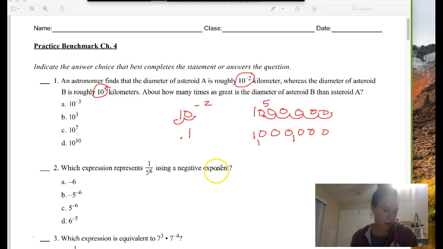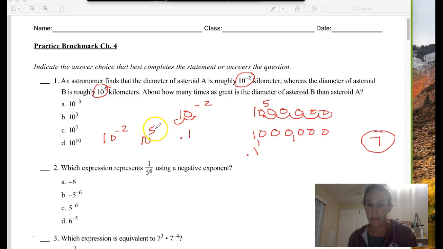How many times greater is it? Well, you can just compare them like this. If I line up 0.1 with 1 and I move the decimal to where this decimal is, it moves over 1, 2, 3, 4, 5, 6, 7 times. It moves over 7 times. Or I can look, how do I get from this exponent to this exponent? From negative 2 to 5 is 7 times over. So about how many times as great is the diameter of asteroid B than asteroid A? 10 to the 7 times greater. This is 10 to the 7 times greater than asteroid A.